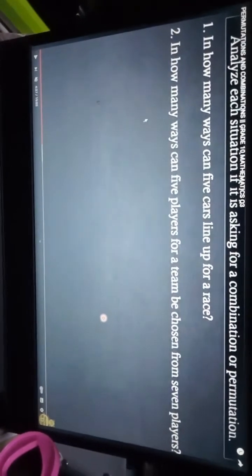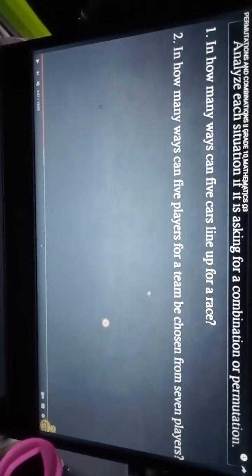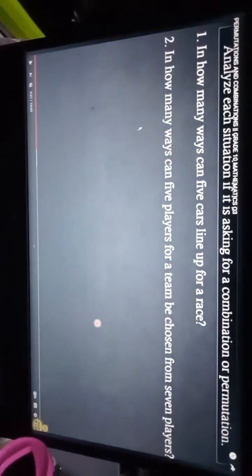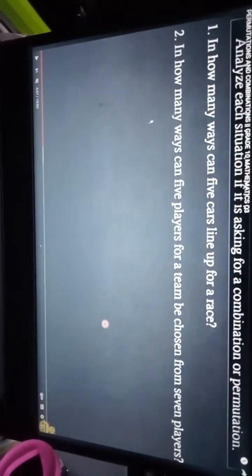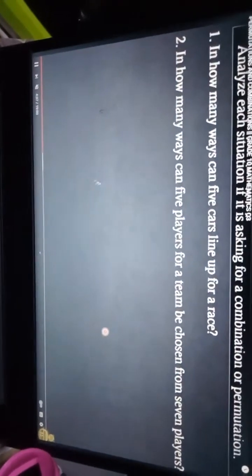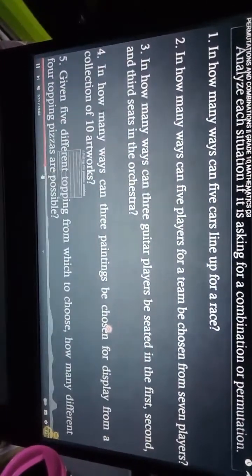And also number 2, in how many ways can 5 players for a team be chosen from 7 players? Here in this case, you will apply the combination. For number 1, permutation. For number 2, combination. So take a look. Okay, so these are some questions related to it.